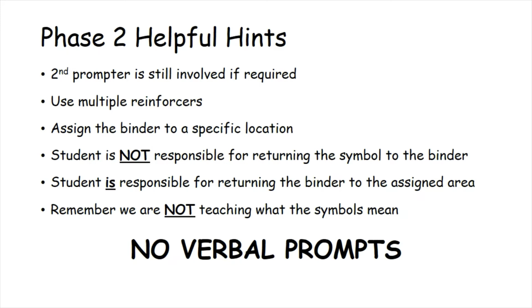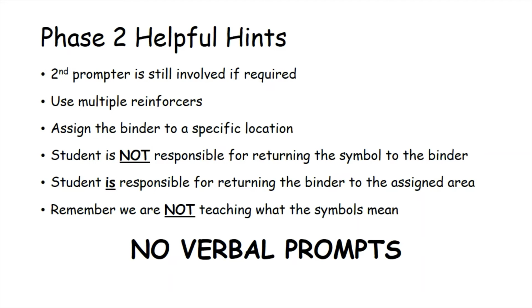It's important to use multiple reinforcers, so making sure you've got several things that the person is motivated by. Still only using one thing at a time, but just to mix it up a bit and make sure they don't get bored. Assign the binder to a specific location. That could be the back of a chair, on a specific table, it could be on a peg in the hallway. As long as it's accessible and they know where it is, it doesn't matter where it's kept. The important thing is that it's accessible, so not in a locked cupboard, not outside of a locked door. All of those things are very important.